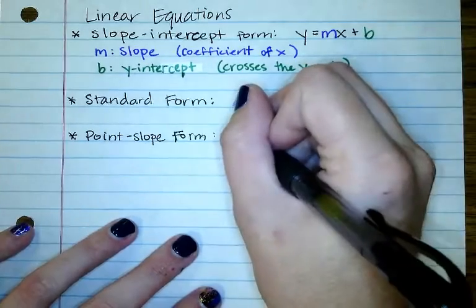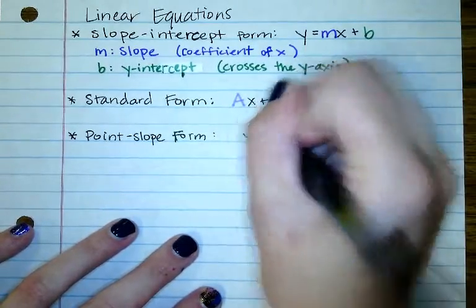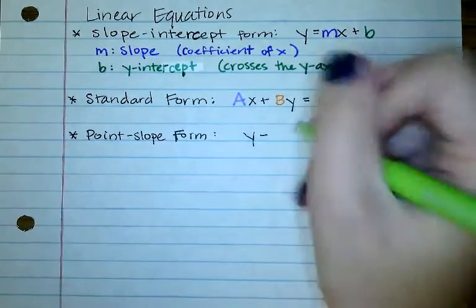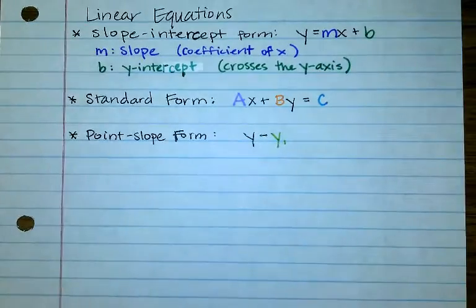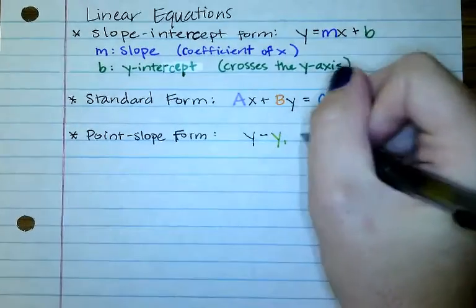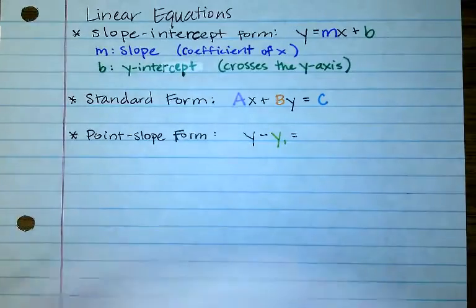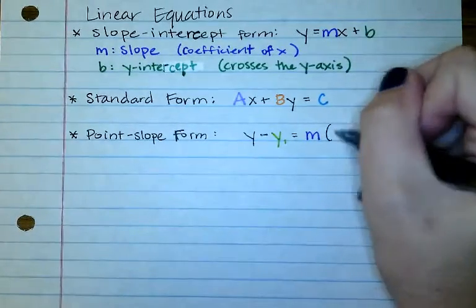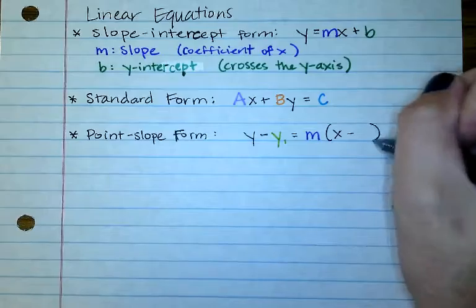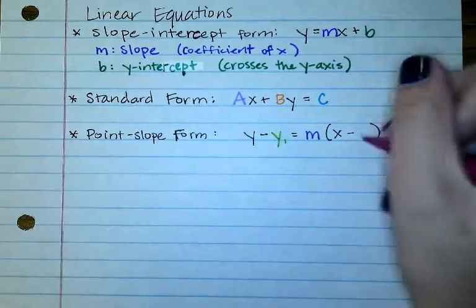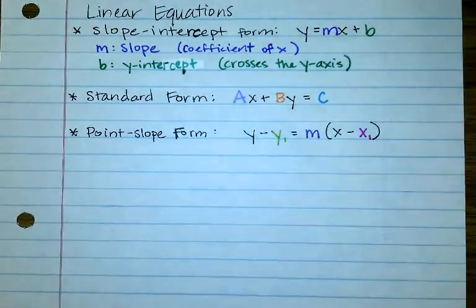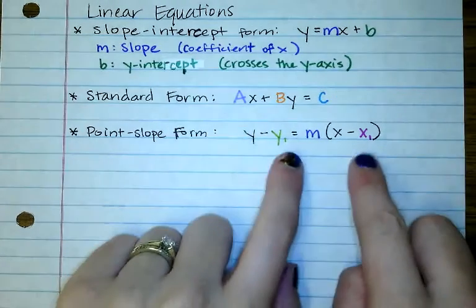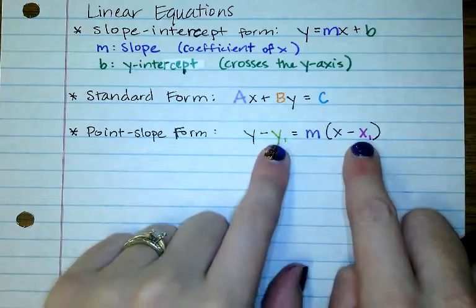Now our point-slope form is y minus y sub 1, and we're going to talk about that in just a minute, is equal to m, which is still your slope, parentheses, x minus, and then this other point is going to be my x sub 1. Okay? Now you're like, wait, why do we have two y's and why do we have two x's? Well, guys, the x1 and the y1, they will not stay x and y.